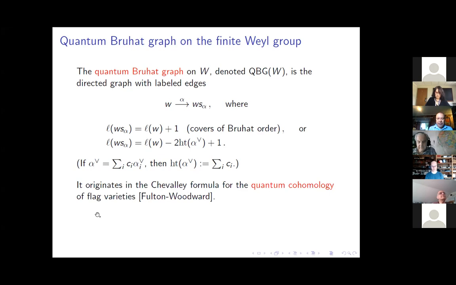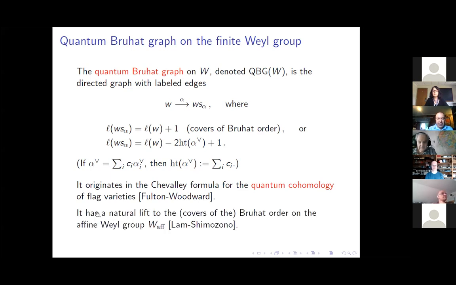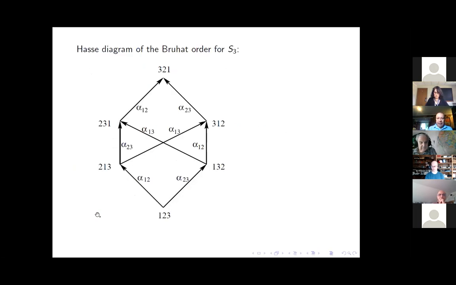So this graph originates in the Chevalley formula in quantum cohomology of finite flag varieties by Fulton and Woodward. And what's interesting about it is that this graph is actually very natural because it has a nice lift to the covers of the Bruhat order, but on the affine Weyl group. So this has to do with the Peterson correspondence, which was made explicit and treated in detail by Lam and Shimozono. I'll mention it later. So we have this graph.